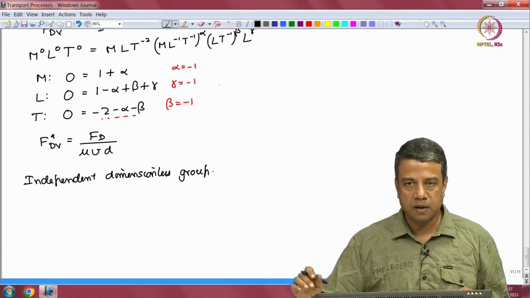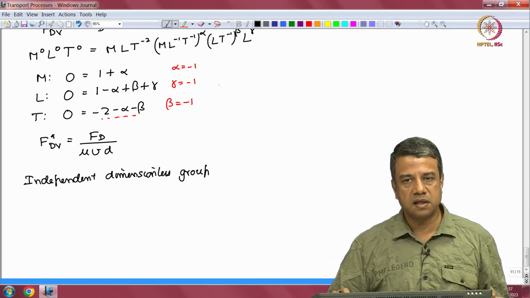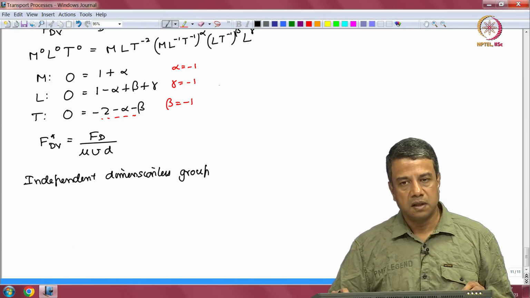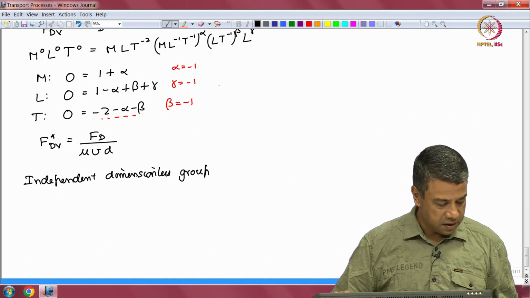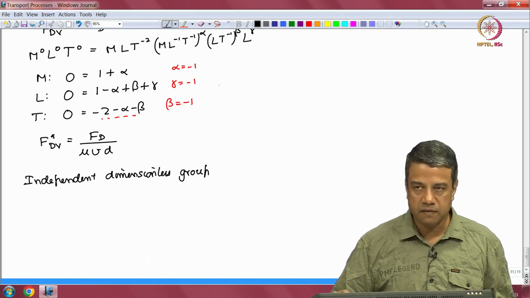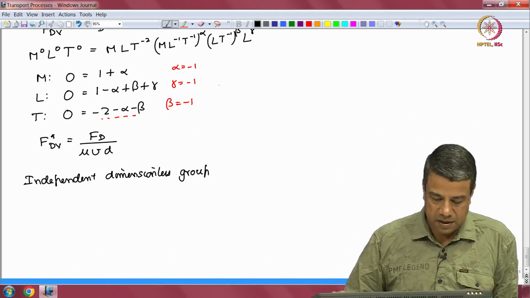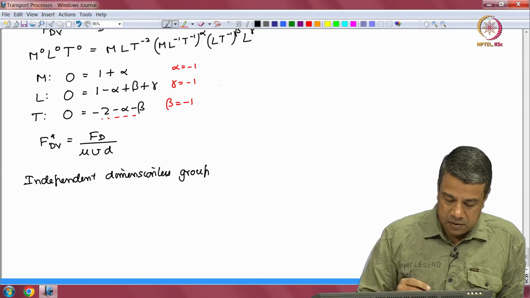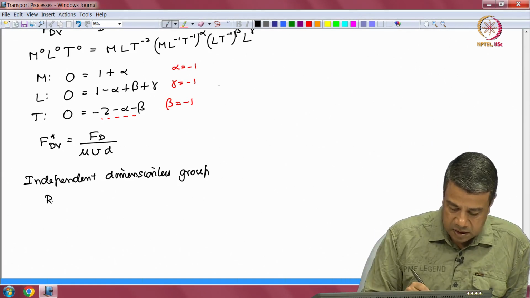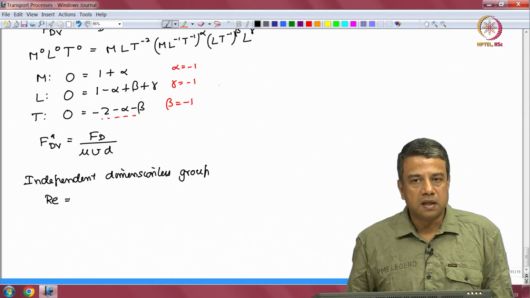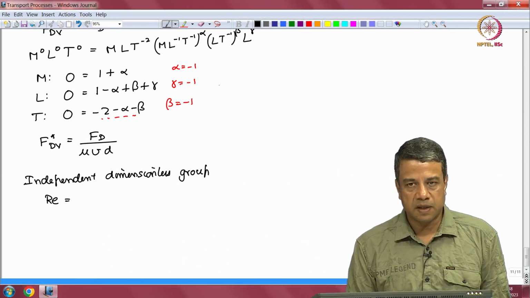This has to have some combination of the parameters density, viscosity, diameter and velocity. I will use the notation Re for this. In this dimensionless group, there are 4 parameters.